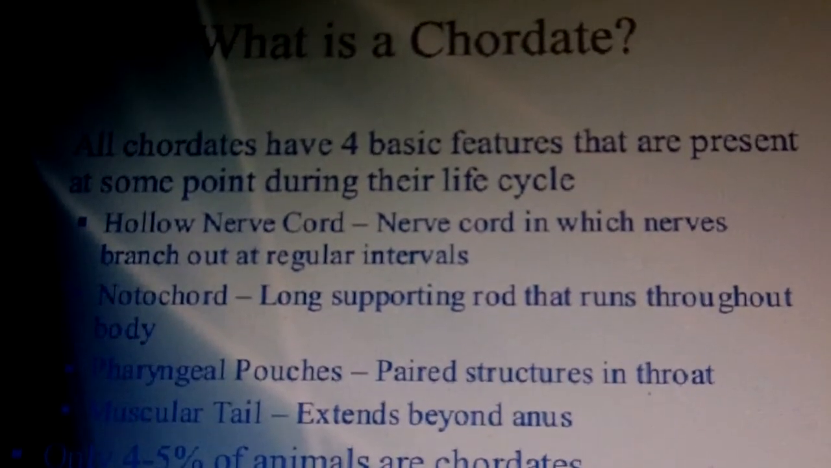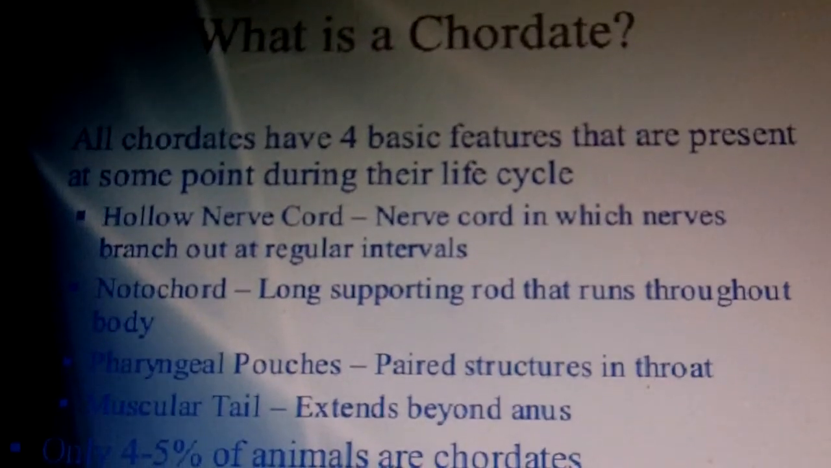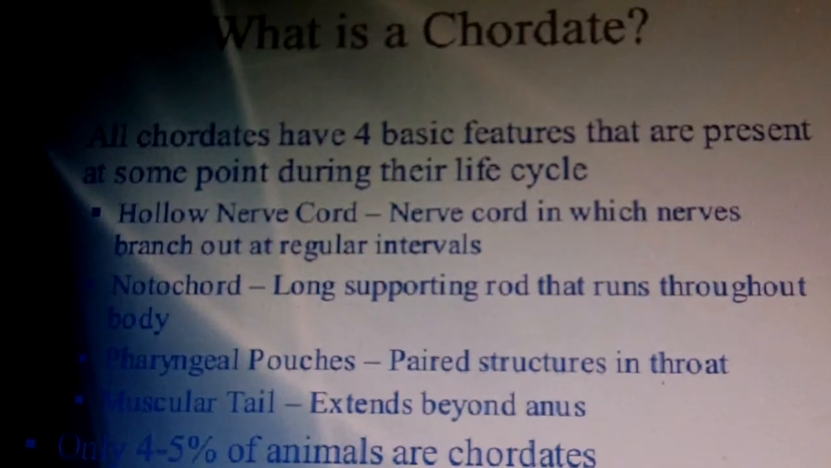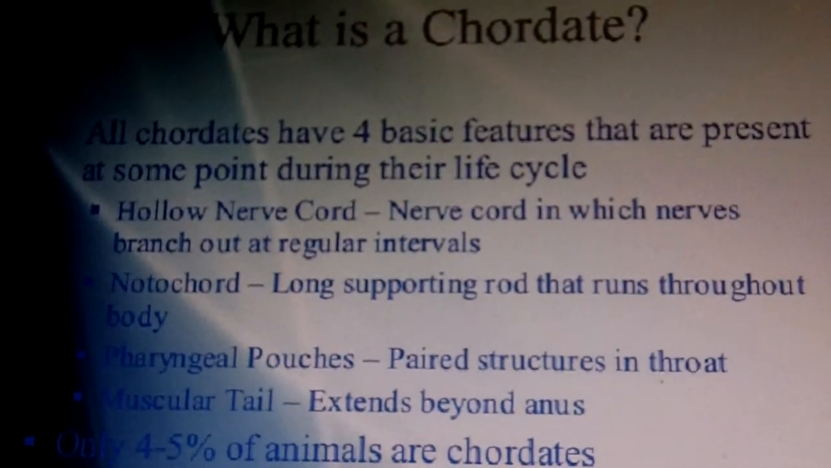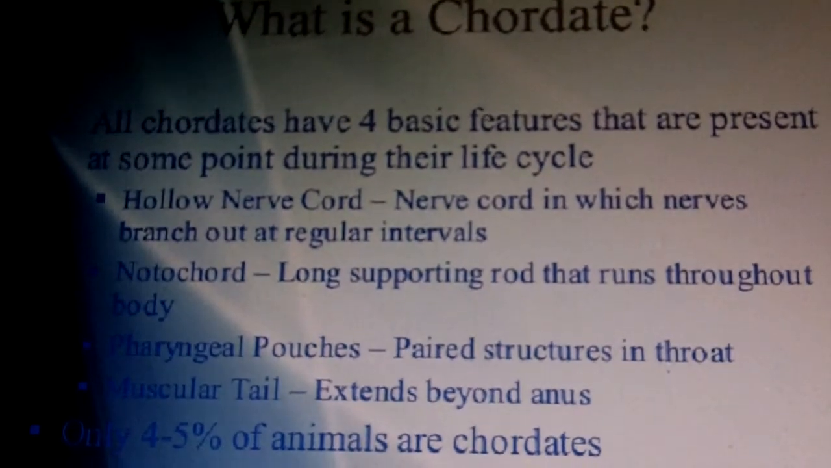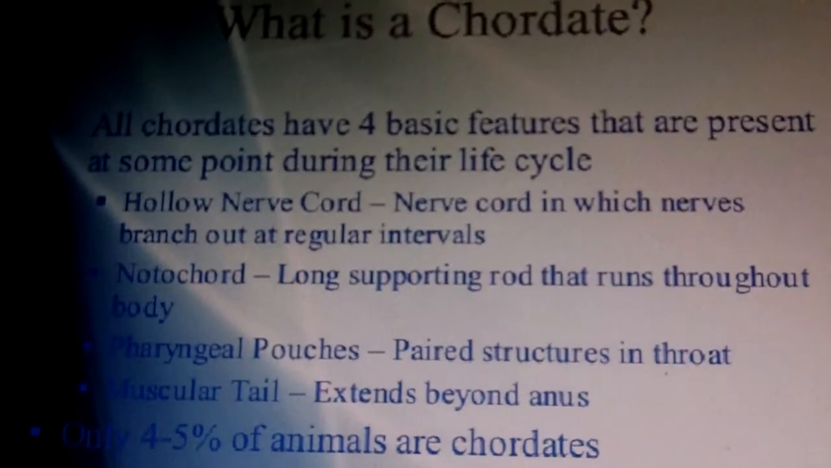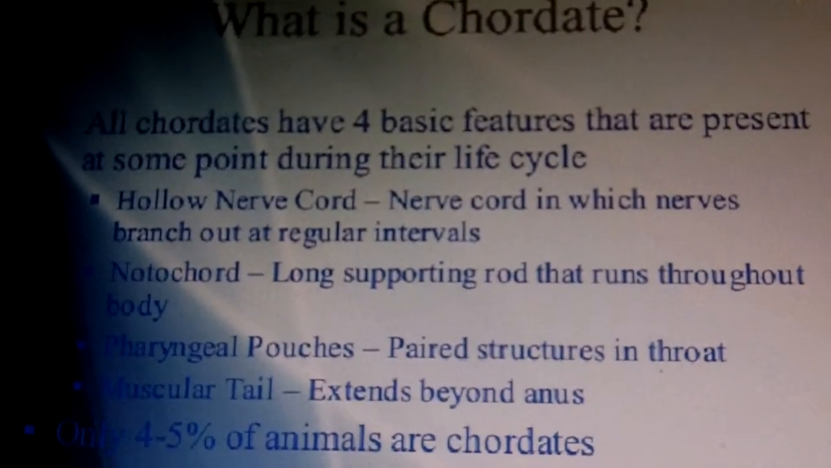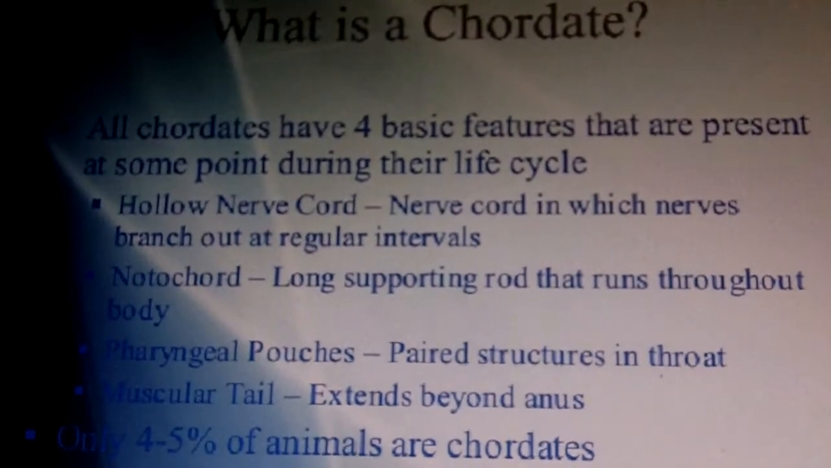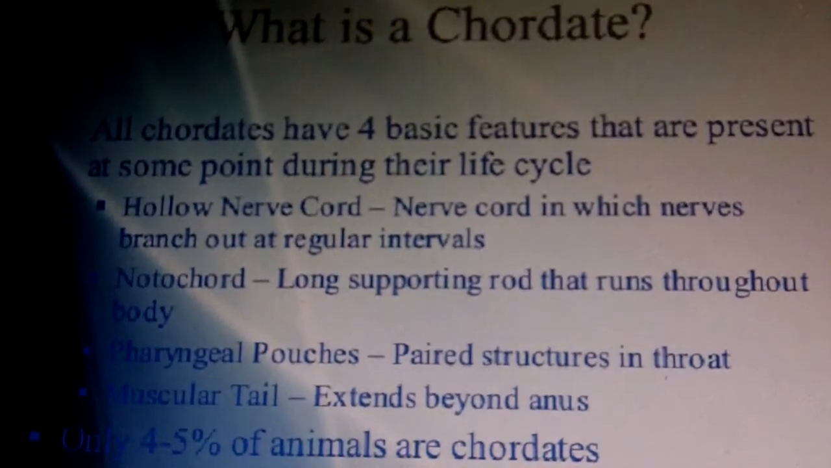Okay, all chordates have four basic features that are present at some point during their life cycle. A hollow nerve cord in which nerves branch out at regular intervals. Notochord, a long supporting rod that runs throughout the body. Pharyngeal pouches, paired structures in the throat. Muscular tail, extends beyond the anus. Only 4 to 5% of animals are chordates. Examples of chordates.